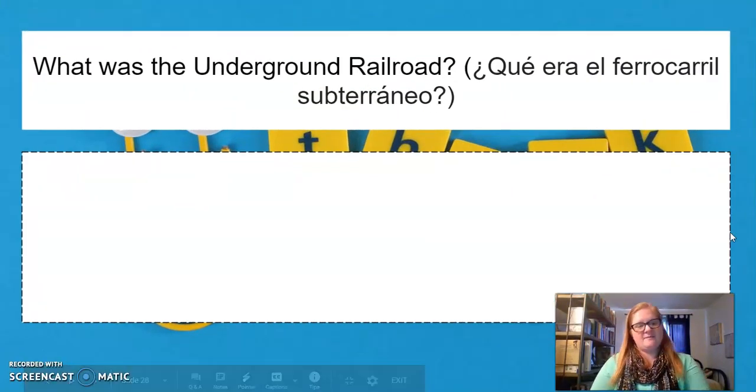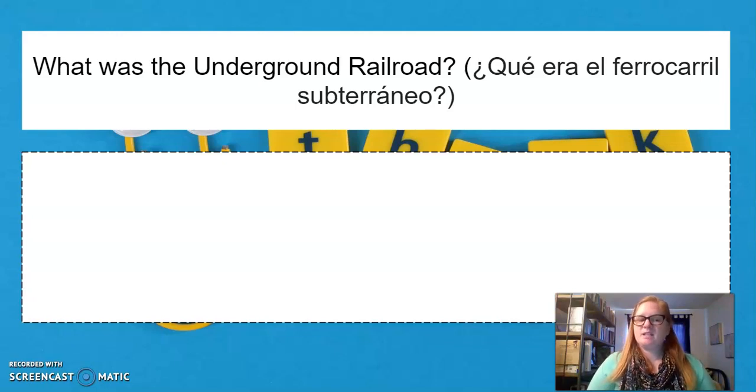Now, we actually have some comprehension questions about the text. You can always go back to the text and reread it to answer these questions. What was the Underground Railroad? So I would go back. I believe that answer is in paragraph 1.